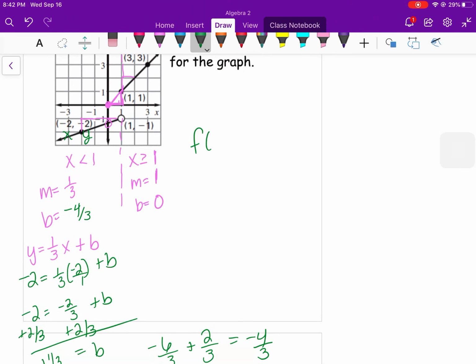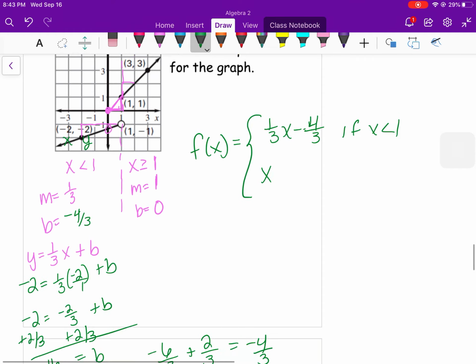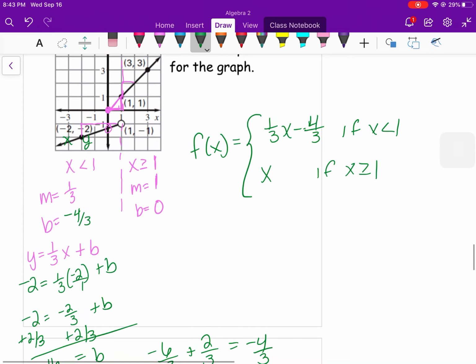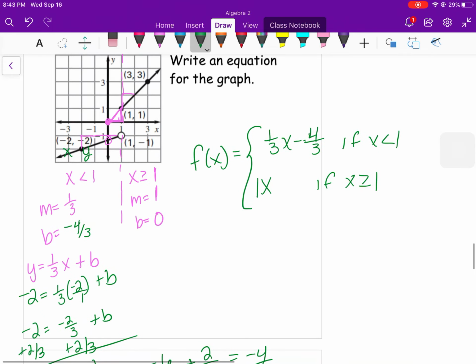All right, final answer then. f of x equals 1/3 x minus 4/3 if x is less than 1, and 1x plus 0 if x is greater than or equal to 1. So you can have the 1 here at the x, or you don't need it, either one, because an x has a 1x in front of it.